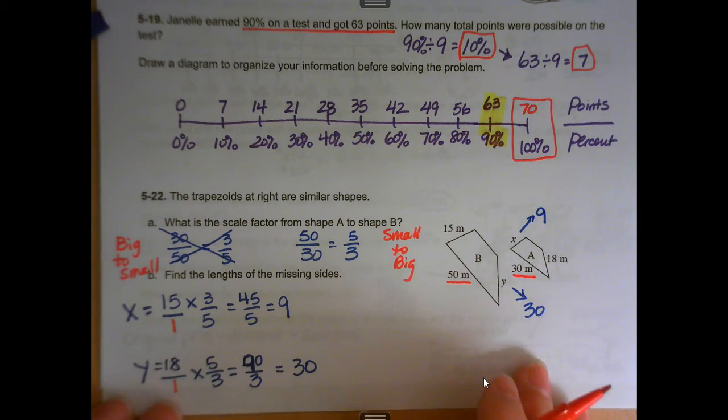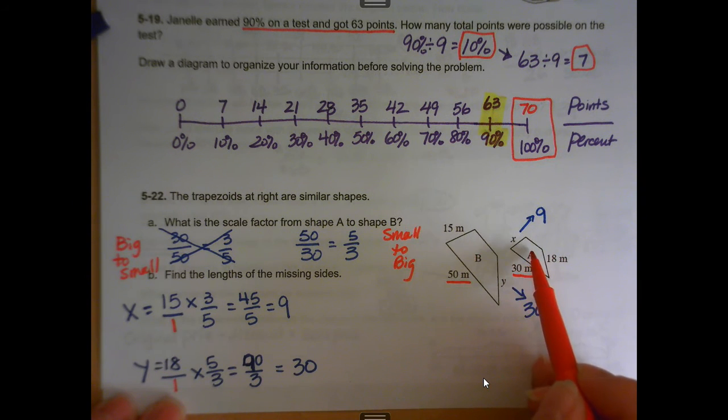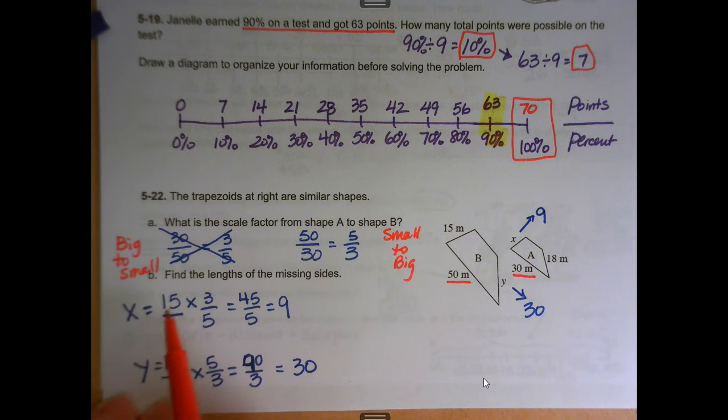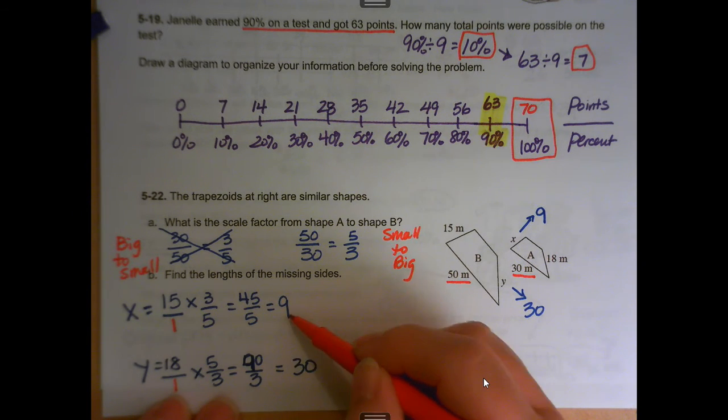When I am solving for x, I start with the number that I know, which is 15. I put it over 1 to make sure that I am able to think about this as a fraction. I multiply that times 3/5 because I'm going from biggest to smallest shape here. When I do the math, I've got 15 multiplied by 3 gives me 45. 1 multiplied by 5 gives me 5. And if I do the division here, I end up with 9.